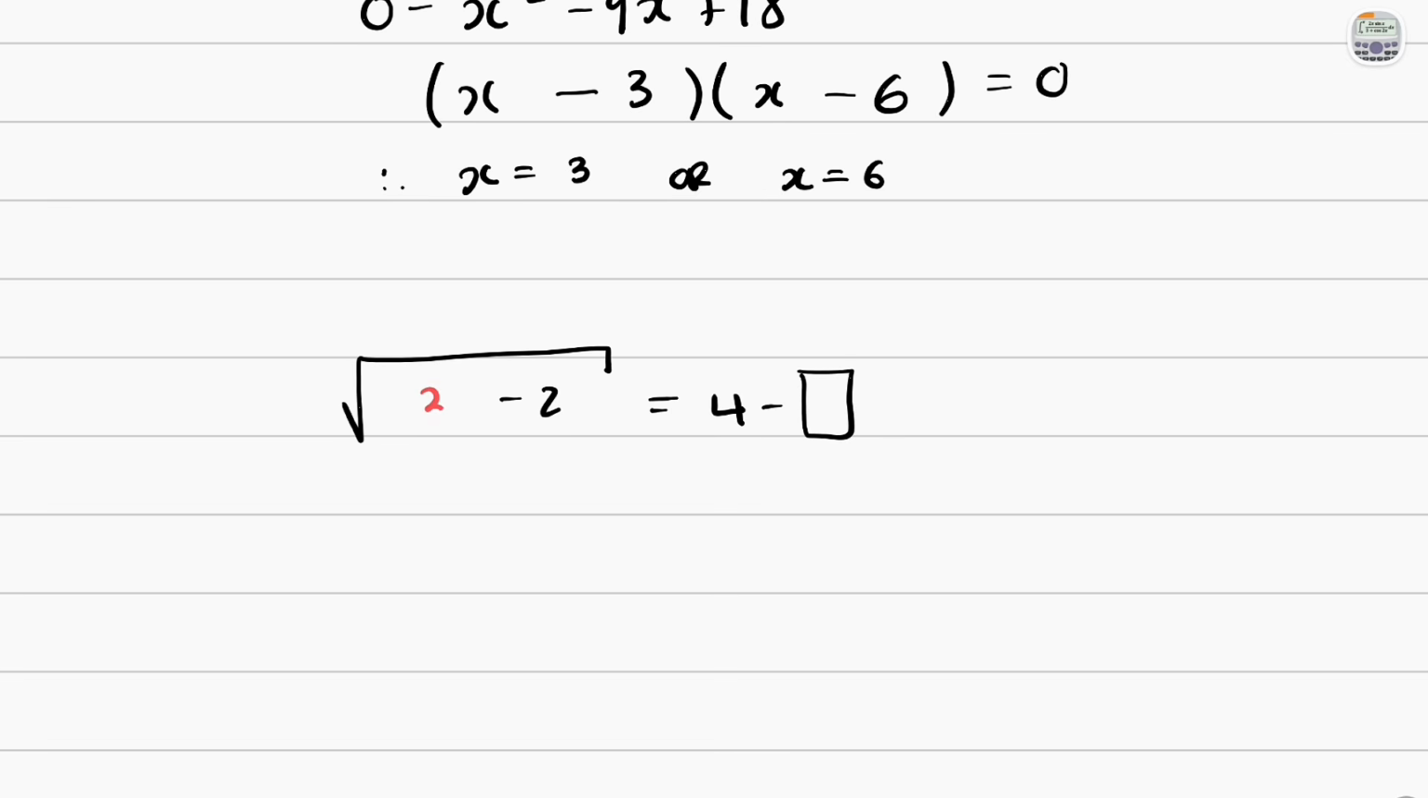So if this is 3 and this is 3, let's see if the left-hand side is equal to the right-hand side. 3 minus 2 is 1. Square root of 1 is 1. 4 minus 3 is 1. Great, so this actually works out.